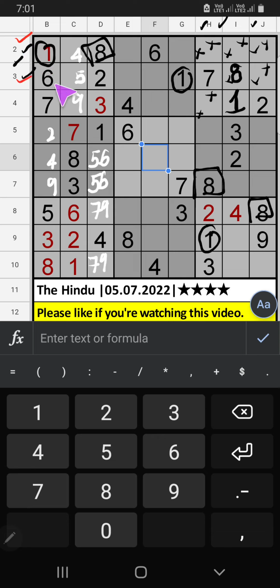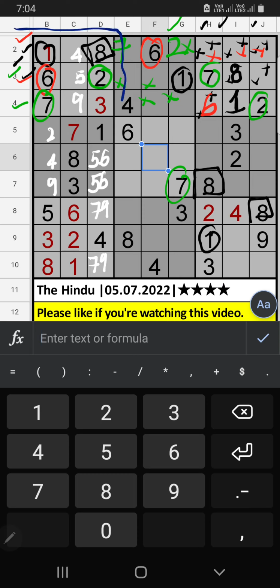Second row and third row we have 6. So 6 can't come in these cells. Then 6 is confirmed here. Third row and fourth row we have pair numbers 2 and 7. So 2 and 7 can't come in these cells. It will come in one of the 2 cells. Column G, we already have 7. So 7 can't come in this cell. 7 is confirmed here. Then 2 is here.